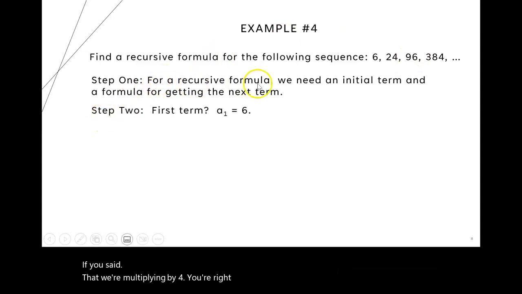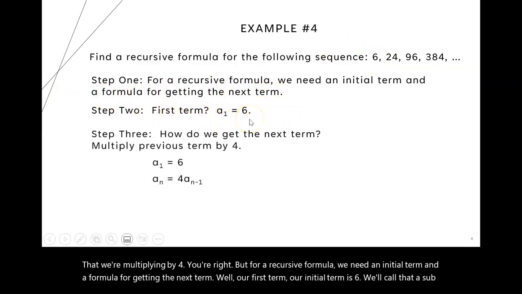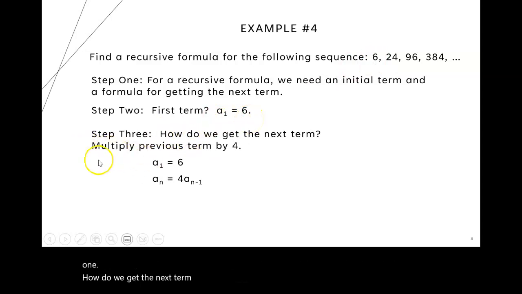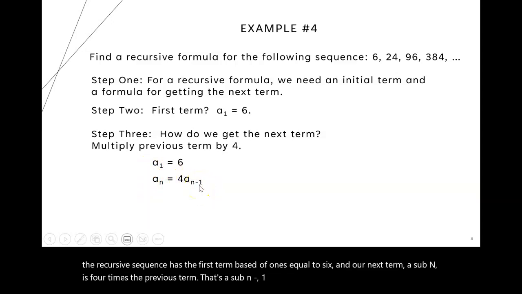So for a recursive formula, we need an initial term and a formula for getting the next term. Well, our first term, our initial term, is 6. We'll call that a sub 1. How do we get the next term? Well, we just said it. We multiply our previous term by 4. So the recursive sequence has the first term, a sub 1 is equal to 6, and our next term, a sub n, is 4 times the previous term. That's a sub n minus 1. Right? And we've got ourselves a recursive formula.